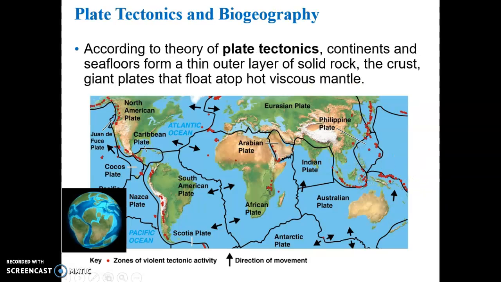So let's move on to plate tectonics and biogeography. According to the theory of plate tectonics, the continents and the seafloors form a relatively thin outer layer of solid rock, the crust, that floats atop a viscous, meaning liquid-like, hot internal mantle. And these plates float around and move around and spread apart from each other, bump into each other, and rub past each other. And we experience that as our seismic events or earthquakes.